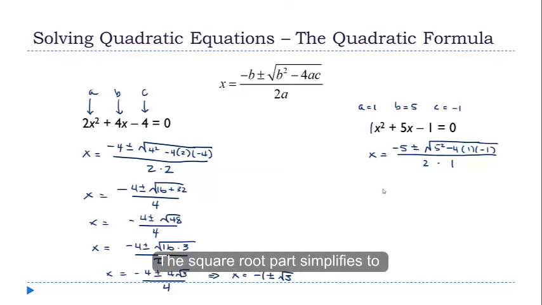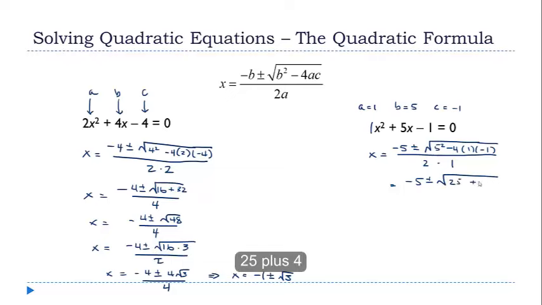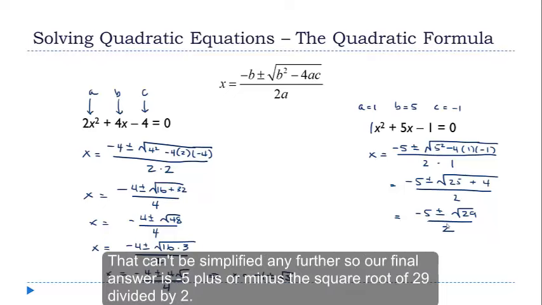So the square root part here simplifies to 25 plus 4, or just 29. And that can't be simplified any further, so our final answer is negative 5 plus or minus the square root of 29 divided by 2.